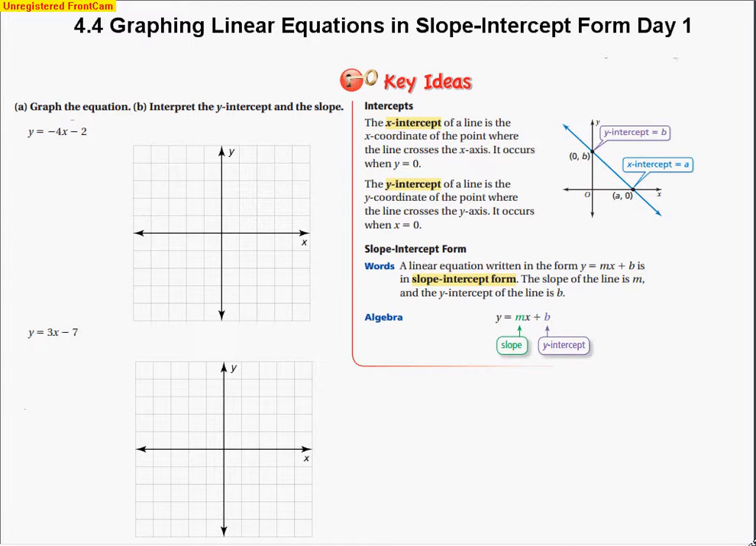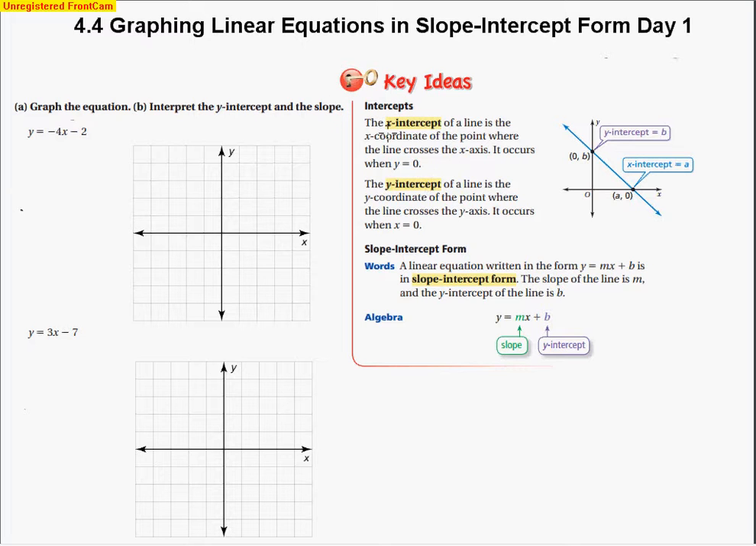This is a lesson for Chapter 4, Section 4, Graphing Linear Equations in Slope-Intercept Form, Day 1. So let's take a look at the first problem we'll see here. It says that we're going to graph the equations and interpret the y-intercept and slope. So we have to figure out what the y-intercept is.